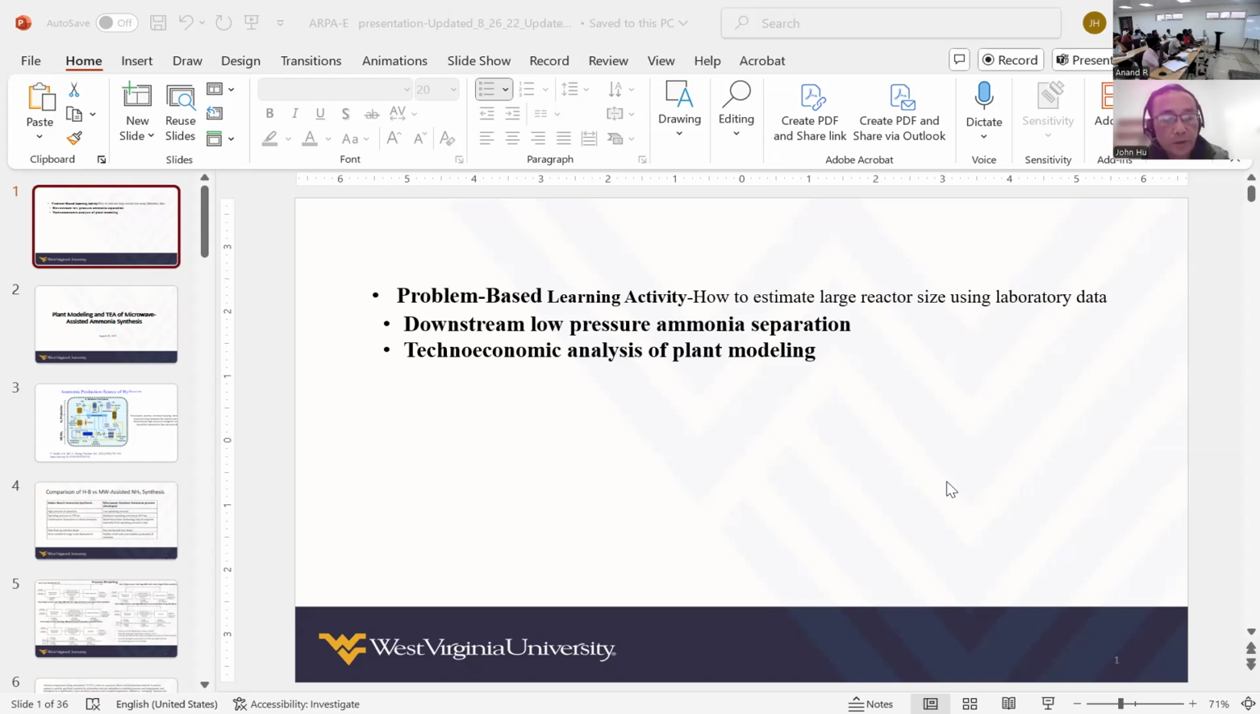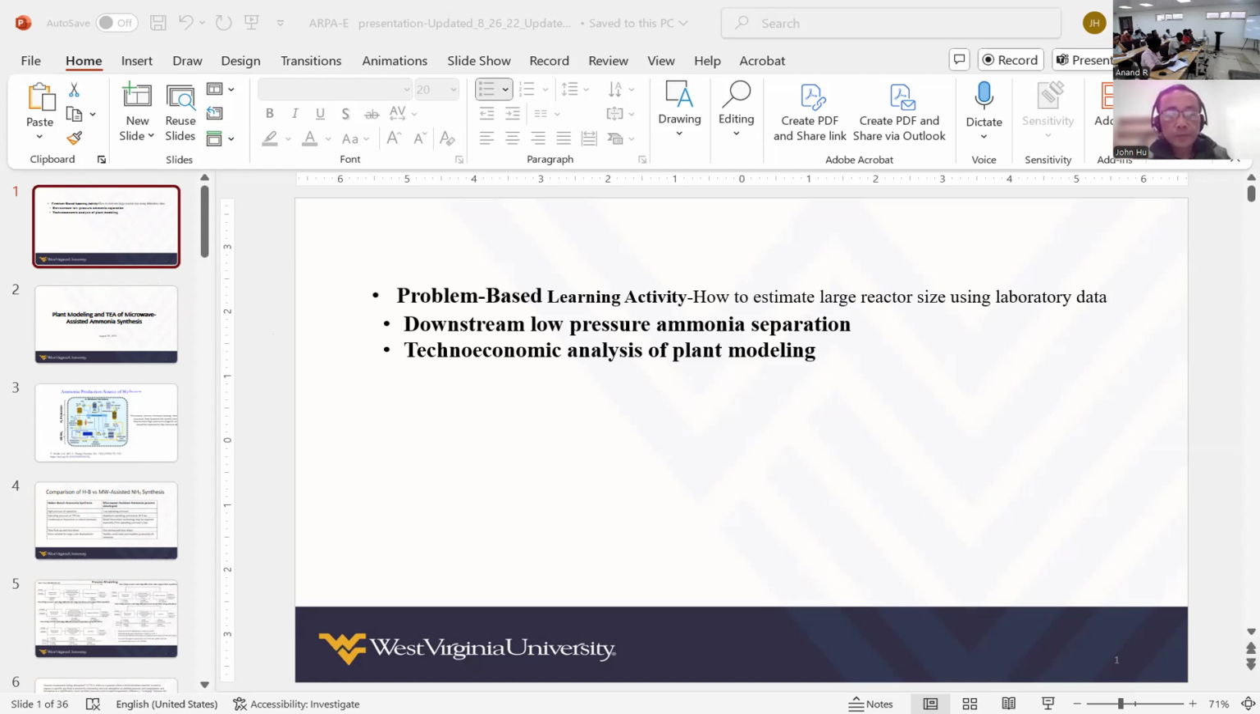Anyway, I will walk through it today, but step by step, we need to talk about how to estimate the large reactor size using laboratory data. Keep in mind you only have laboratory data, but you want to build a large reactor. What's the rule of thumb, how do you estimate, and what data do you need to measure? Make sense? All right. So I'm going to show you some examples, a quick estimate, and then we can go from there.